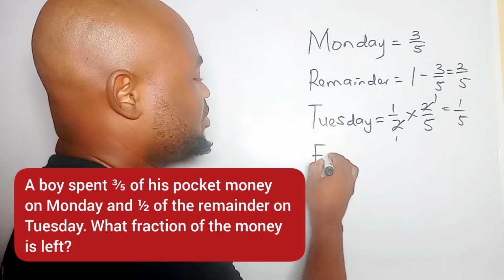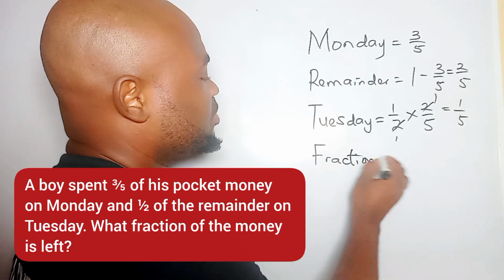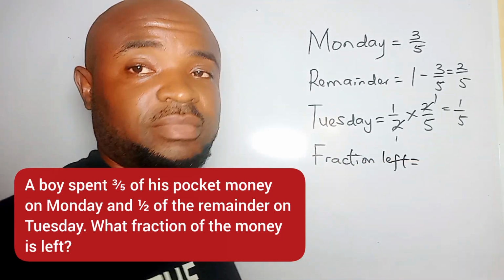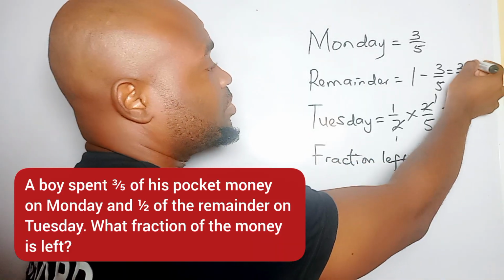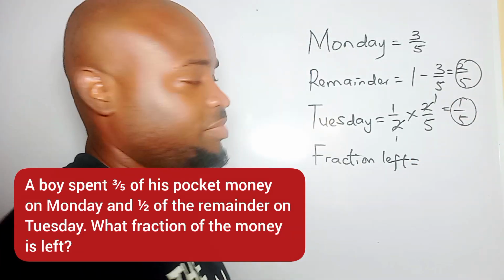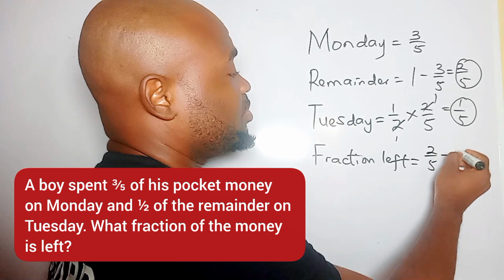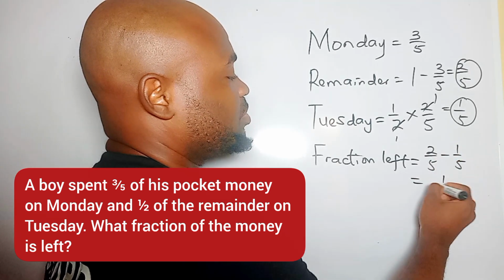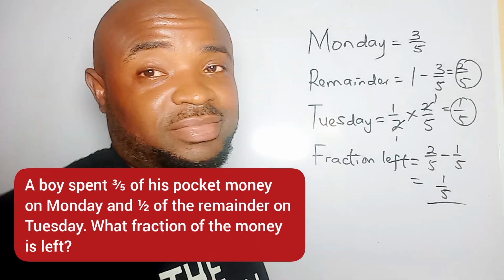So if I'm going to get the fraction left after spending all this, the simple way of doing it was just to subtract 1/5, that is what is spent on Tuesday, from what was remaining after spending on Monday, and that is what? 2/5 minus 1/5. That's just the simple way of doing it. That is 2/5 minus 1/5, and that'll give us what? 1/5. And this is the final answer.